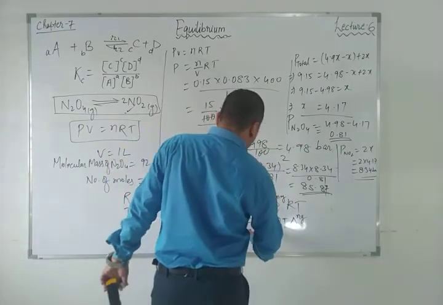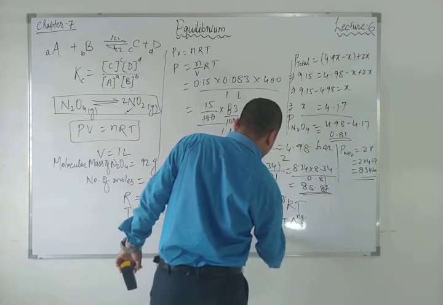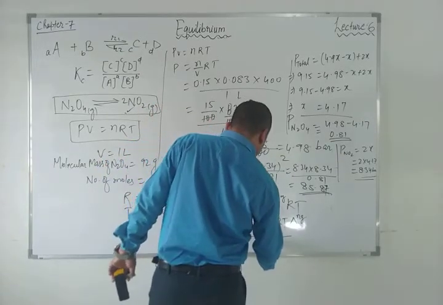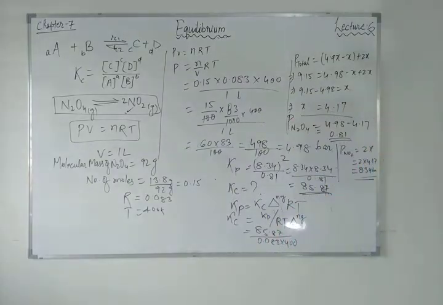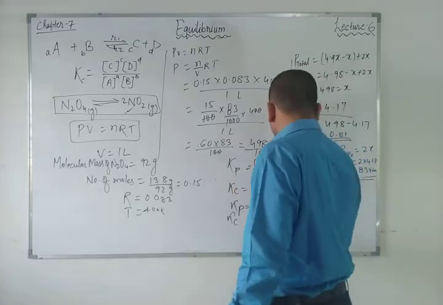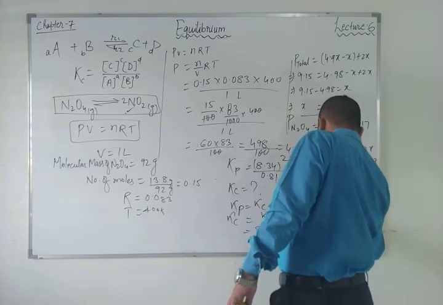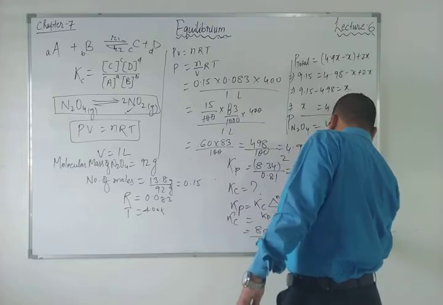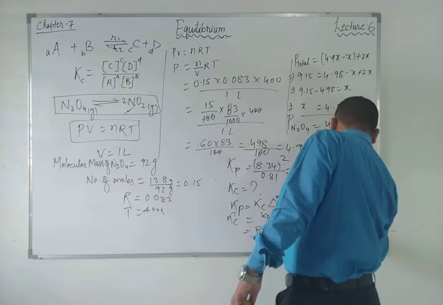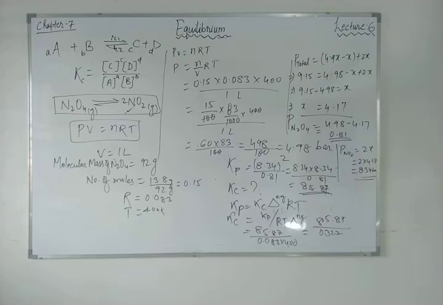Kp value we have already got: 85.87, upon R value 0.083, T value 400. And what is the value of delta Ng? How many moles have we calculated? 0.15, right? So you can write this with power 1, because this is RT to the power delta Ng. So 85.87 upon 4 3s are 12 and 8 4s are 32, 32.2. Can we write this? Yes, we can write it.